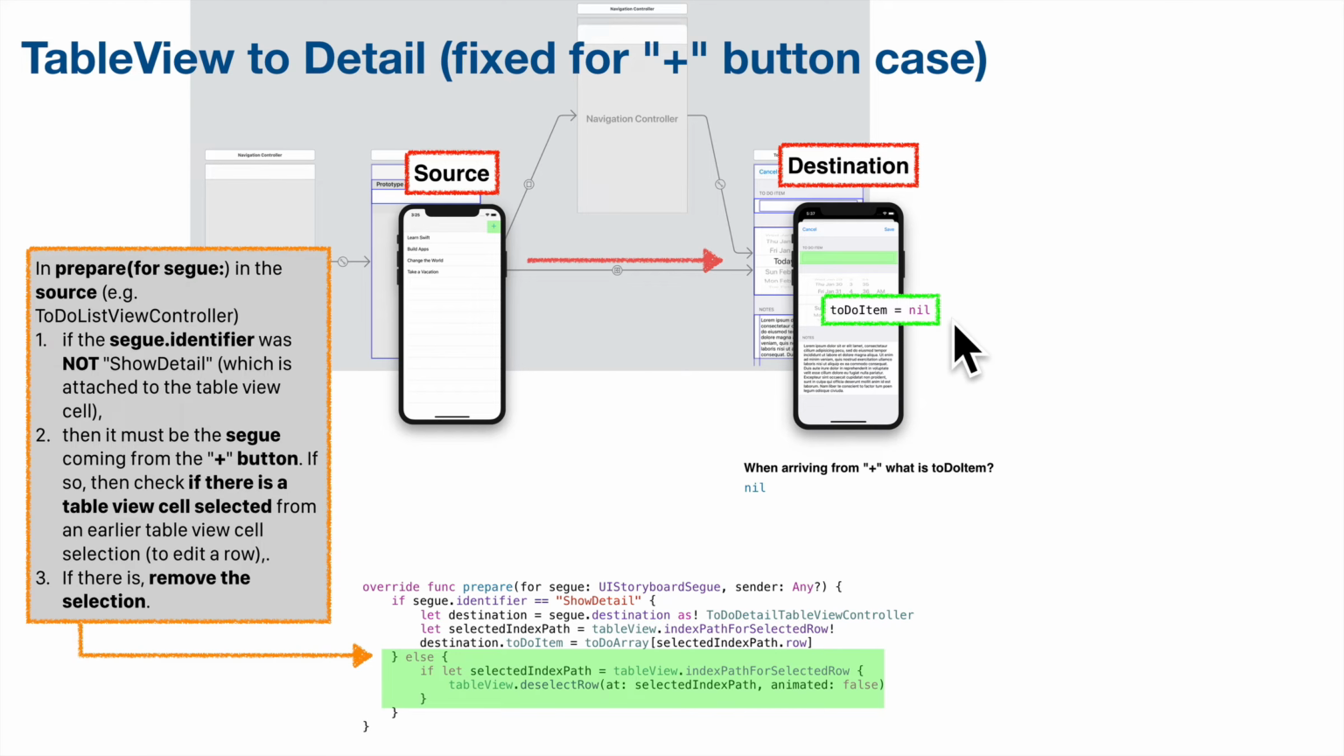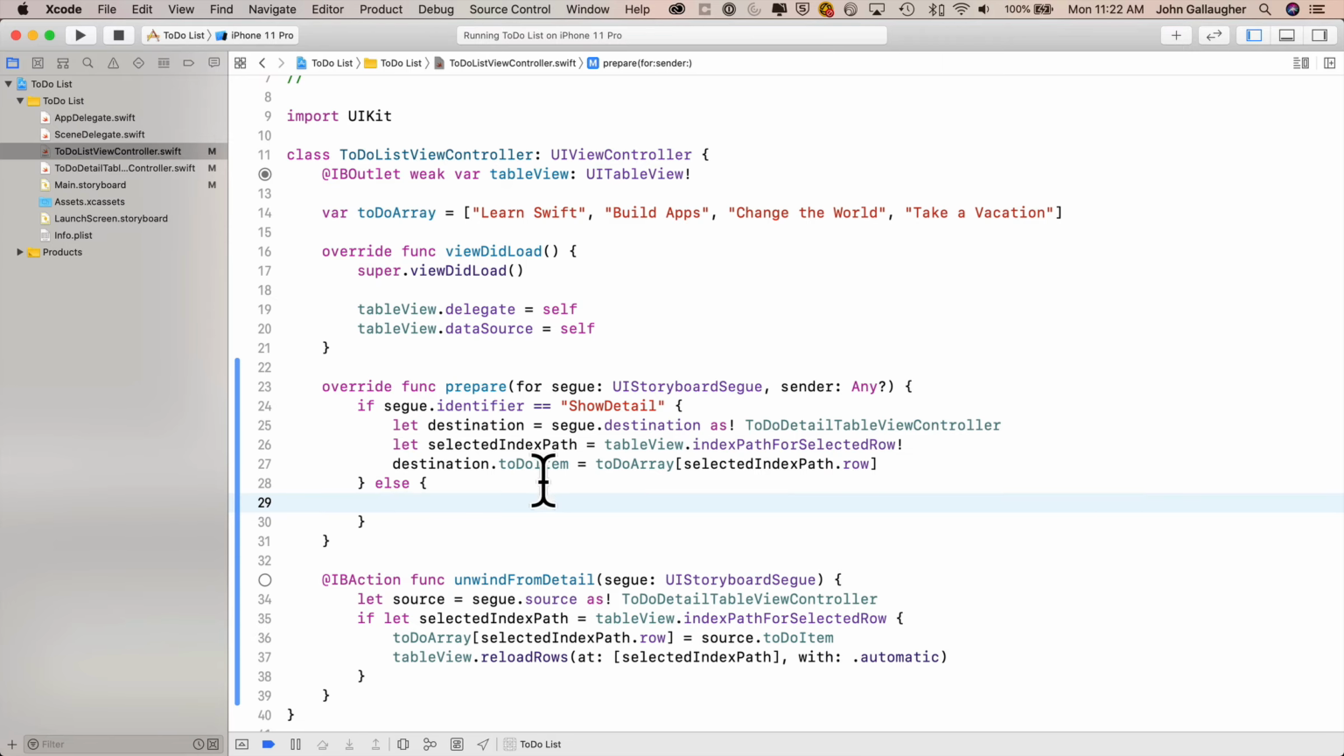Let's do it. So we'll start in ToDoListViewController.swift, and we're going to update prepare for segue. In the case when we haven't clicked on a segue with the identifier show detail, well, we must be on our other segue. We only have two segues. The other one is add detail. We don't even have to check that. We would want to check it if we had more than two segues.